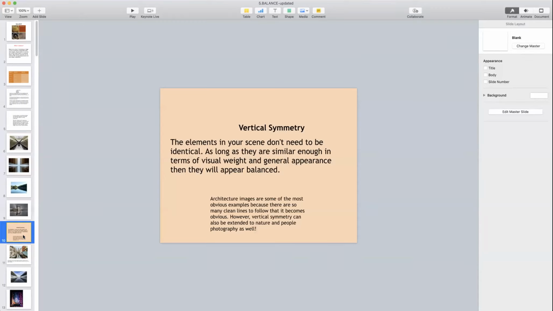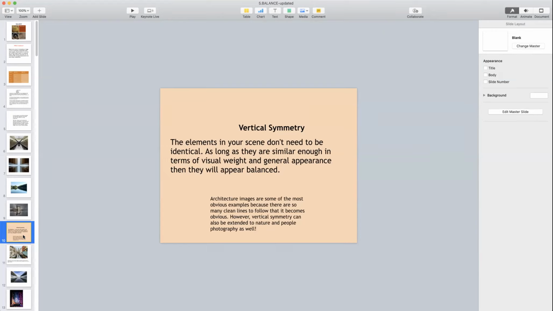For vertical symmetry, the elements in your scene do not need to be identical. ये बहुत important चीज है. Vertical, जैसे मैंने अभी बोला कि कुतुब मीनार को बीच में से काट दो, तो कुतुब मीनार जैसा ही फोटोग्राफ आपको नहीं मिलेगा. When you go outside, you will find a lot of photographs which have a vertical symmetry, but not exactly, where what is on the left side would also be on the right side. They will be more or less the same. We call it more or less the same, not exactly the same.